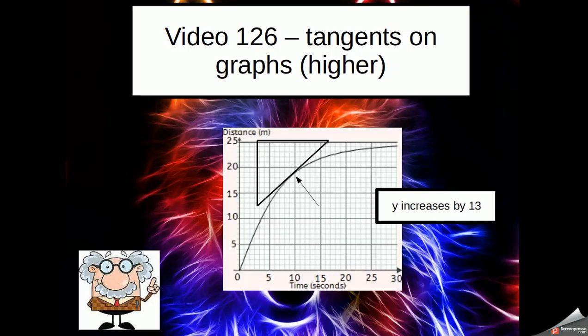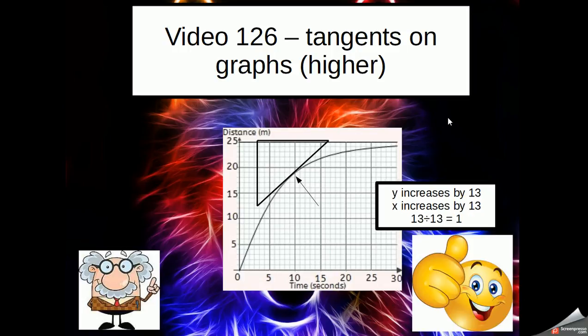So it sometimes helps to draw a little triangle on it, and we can see that y increases by 13 from 12.5 up to 25.5 by here. x increases by 13, so then we do the same as before, divide y by x, so the gradient is 1. The gradient of the distance time graph is 1 meter per second, so the speed is 1 meter per second. So that's how we calculate the gradient at a given point on a sloped curved graph.